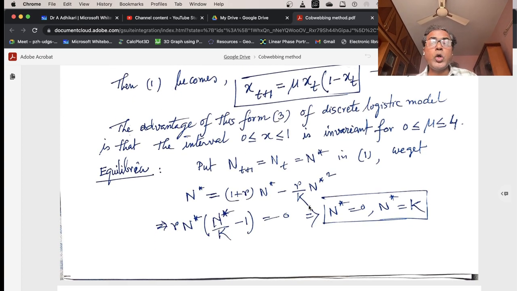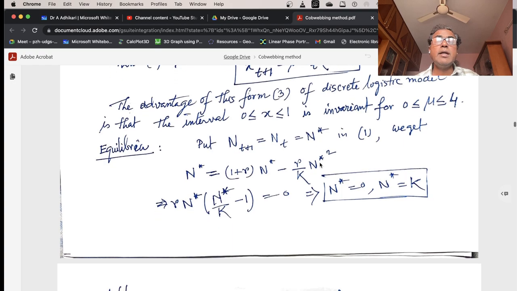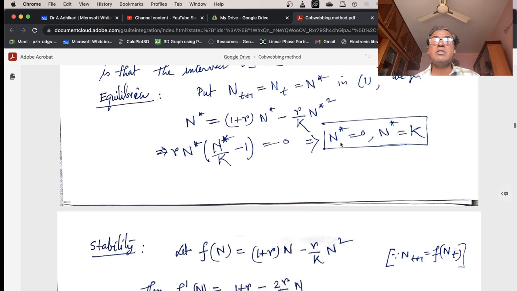For equilibria, we put N_{t+1} equal to N_t equal to N* in equation 1. So we get this equation, and we get either N* equal to 0 or N* equal to K. So we get two equilibria. The first is the origin and the next is the carrying capacity.